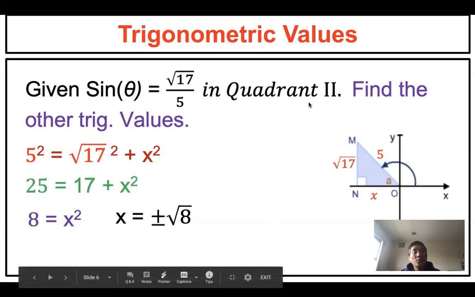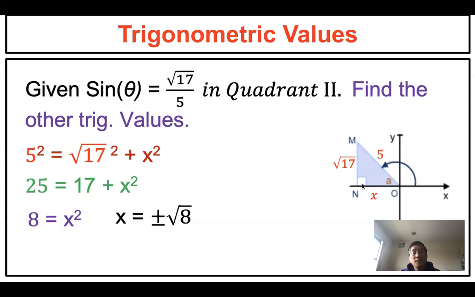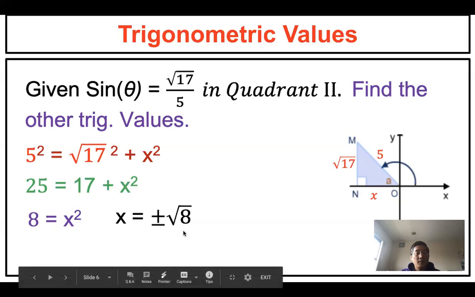So what is the sign of x? You need to go to the quadrant. In quadrant 2, remember, x is what? In quadrant 2, x is negative, but y is positive. So we take the negative, not the positive. So x is negative square root 8.